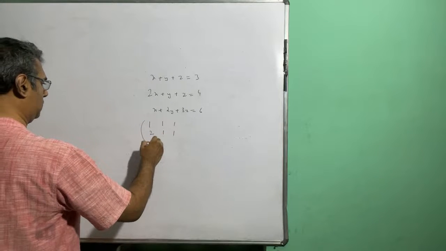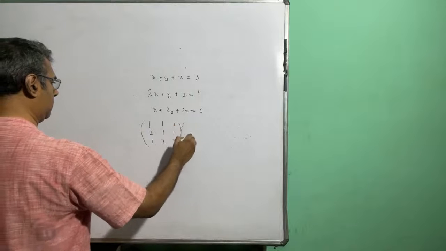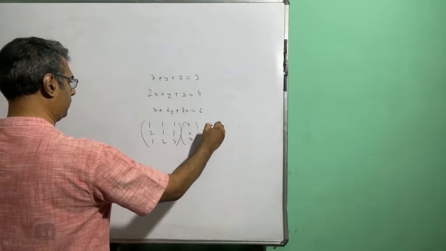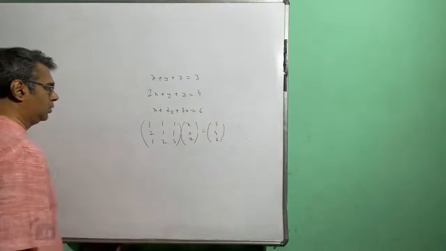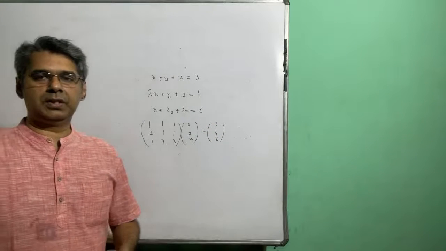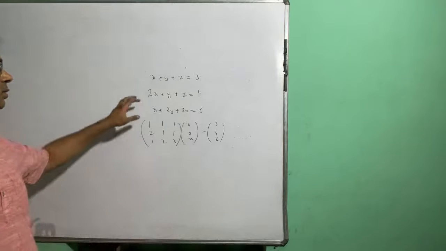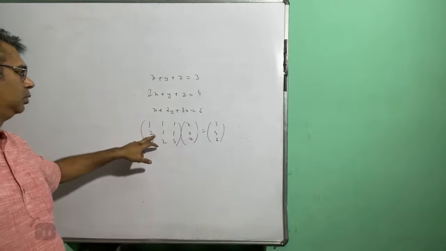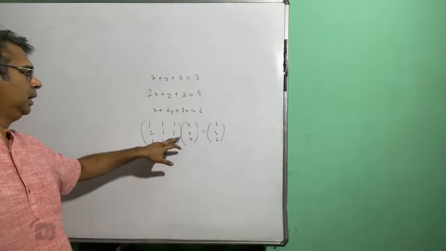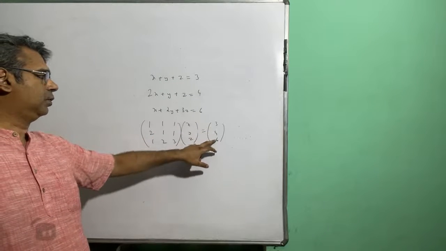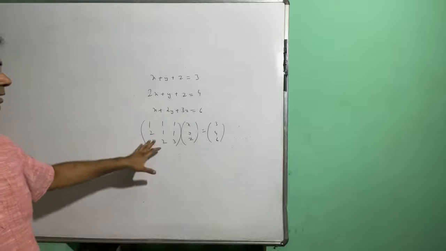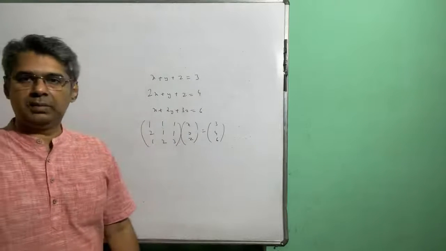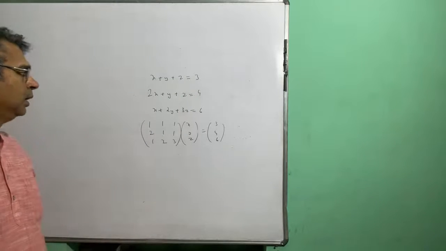Just write down the coefficients of x, y, z. So you convert these three equations into a matrix equation. So 1, 1, 1, 2, 1, 1, 1, 2, 3 into x, y, z is 3, 4, 6. So this is the corresponding matrix equation for these three linear simultaneous equations in three variables.